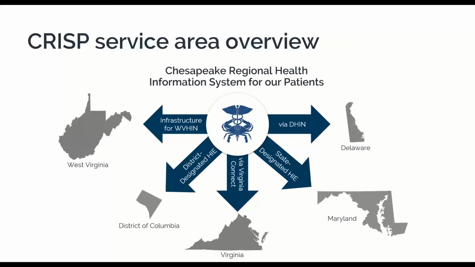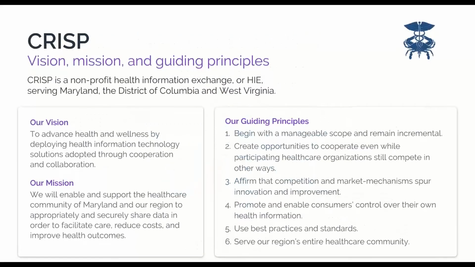If you take that little Delaware piece and stick it right over here on the side of Maryland, that's where that fits. And Virginia, we also do some similar connections with Virginia. So we cover a lot of domain. We have about 20 million patient lives in our master patient index. The next slide talks a little bit about why we do what we do. We're a not-for-profit organization serving this region, and we try to be a catalyst for better health and better information flow through cooperation and collaboration.